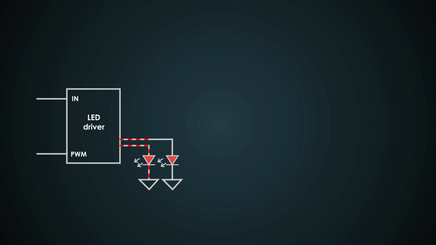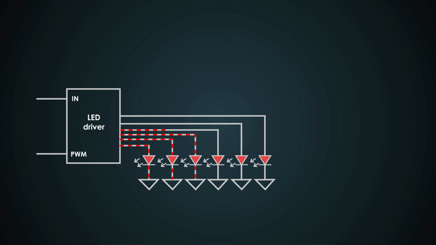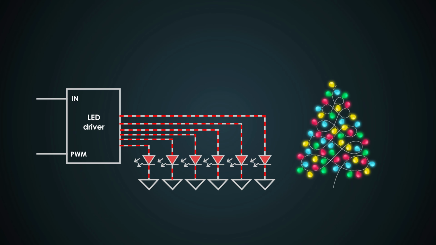But in a parallel configuration, each LED or series of LEDs has its own current path. The voltage across each path is the same, but current can vary. This setup is more complex but offers redundancy. If one LED fails, the others keep shining. It's like having multiple lanes on a highway. If one lane is closed, traffic can still flow through the others.